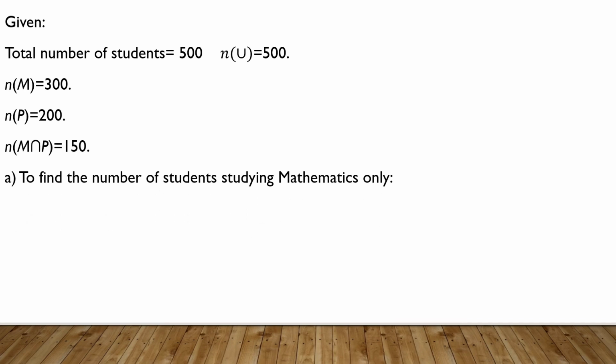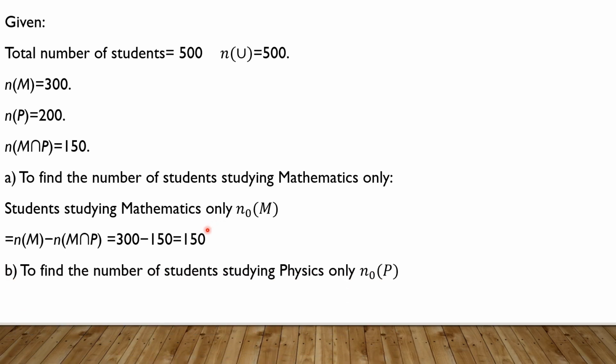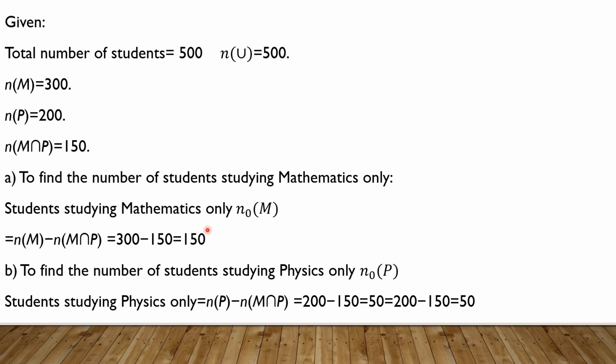To find the number of students studying mathematics only, we can represent this as n(M only), which equals n(M) minus n(M intersection P). Putting in the values of these variables, 300 minus 150 gives 150. This value 150 is the number of students studying mathematics only. Next, move to the other question here. We have to find the number of students studying physics only. We can use the same formula as in question A here, but we replace the number of students studying mathematics with the number of students studying physics. From this, we can find that the number of students studying physics only is 50.